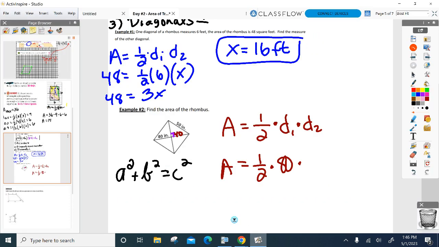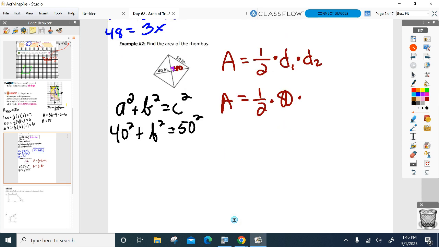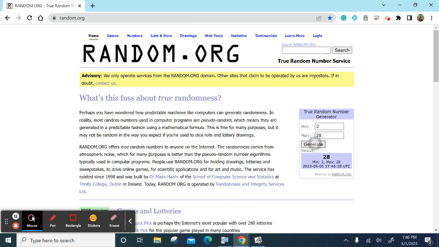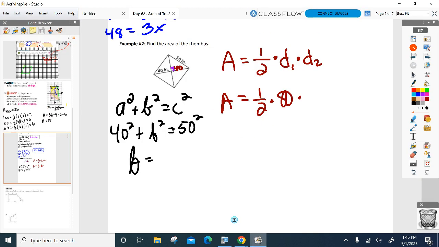40 squared plus b squared. Good, Tyler. That 50 is the hypotenuse, not a leg. So it should go in for c squared. We are moving today. How about that b value when you're ready?